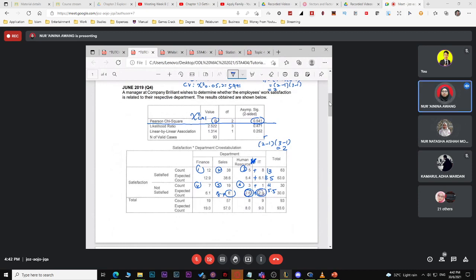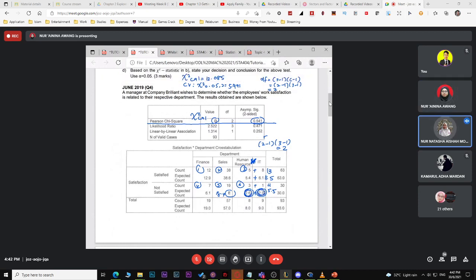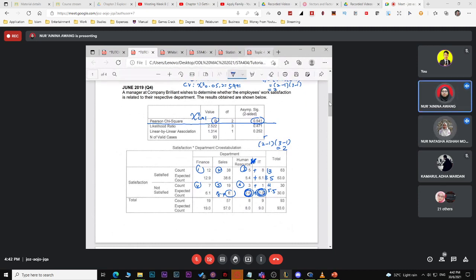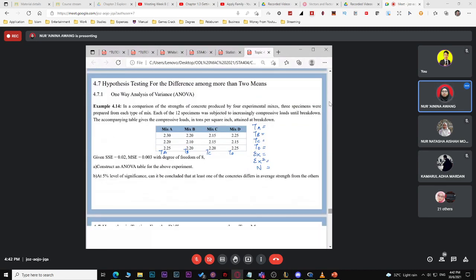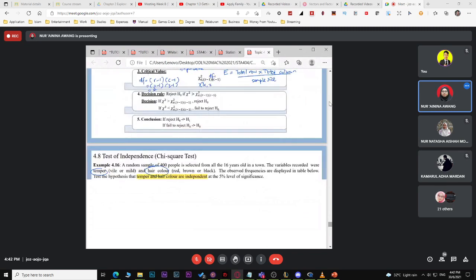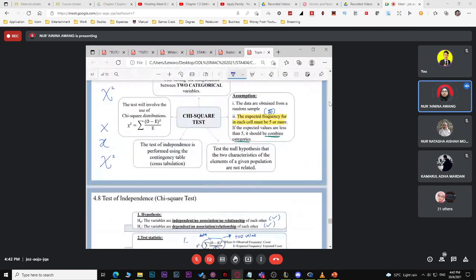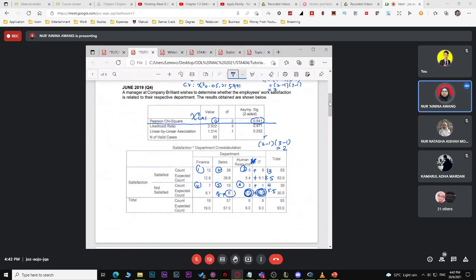Ni, your expected count ni less than 5. Oh, kena tengok expected count je? Sebab kalau you tengok, dia punya assumption untuk test of independence, dia mesti dekat situ dia kata, the expected frequency for each cell must be 5 or more. So kalau you tengok expected count, untuk this one 2.6, this one 2.9. Okay, so kalau ni memang less than 5, so you need to combine the table.